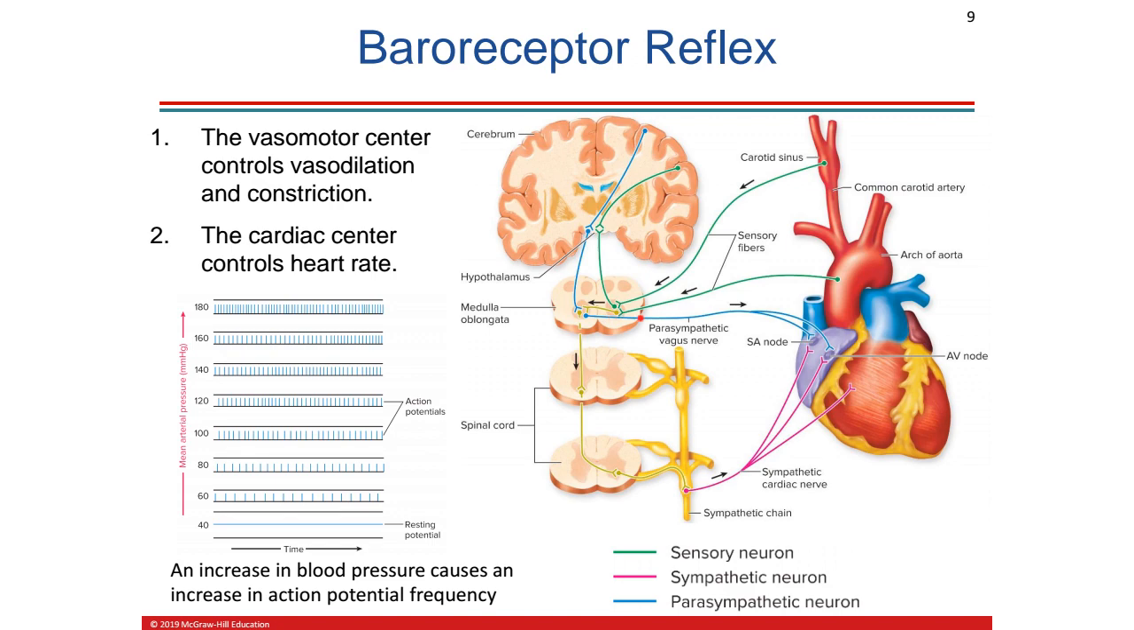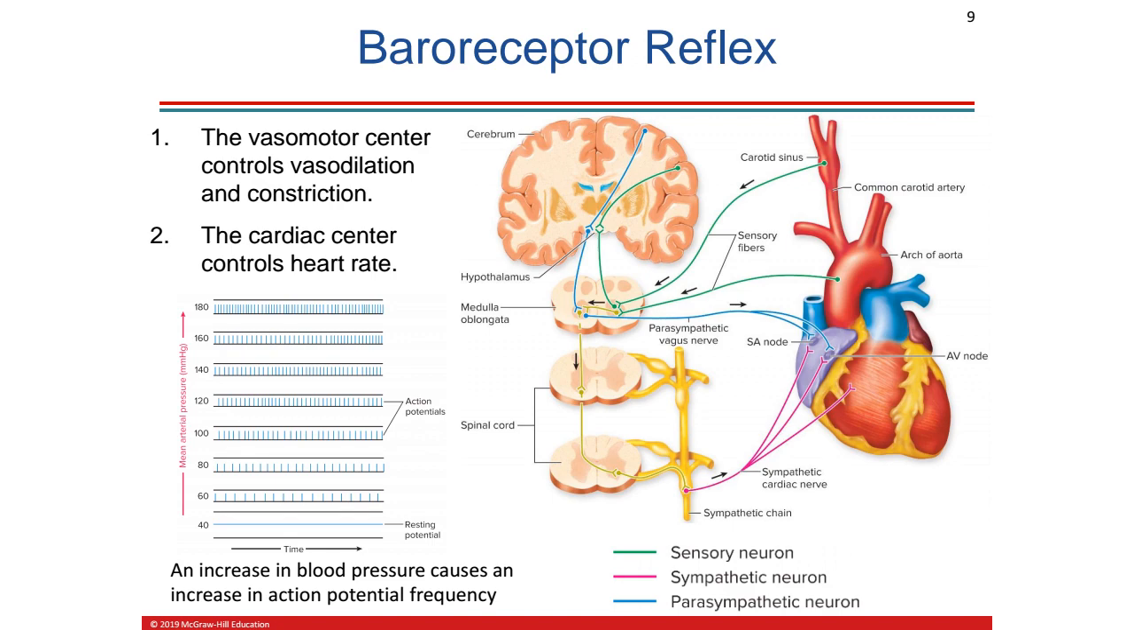Simultaneously, the parasympathetic nervous system has fibers that leave the brainstem through the vagus nerve. They make synapses also at the SA node. They release acetylcholine, which acts on muscarinic receptors there, and this has an inhibitory effect on the heart rate, so it slows the heart rate.